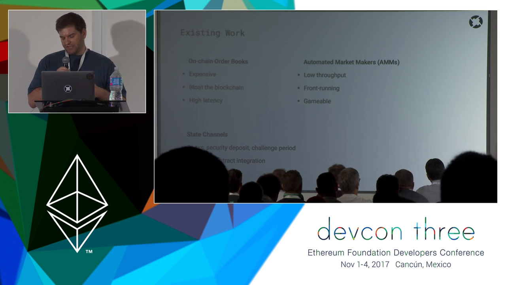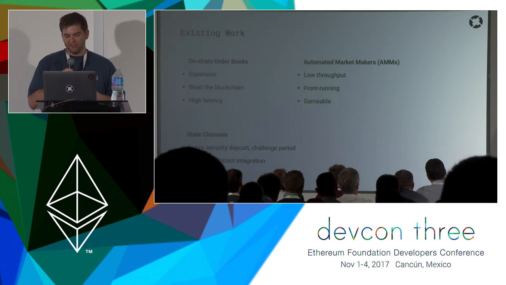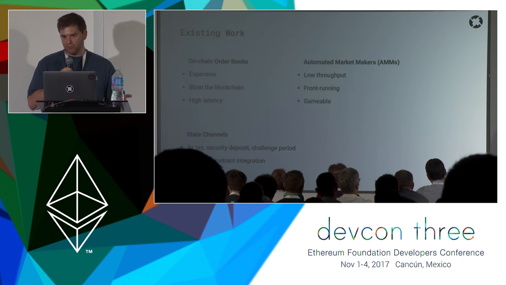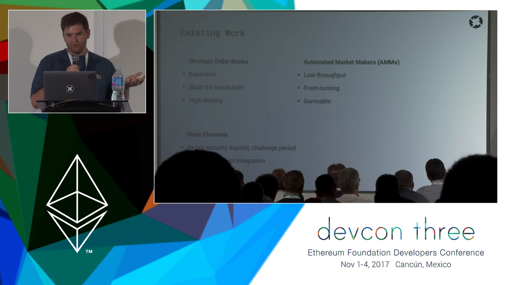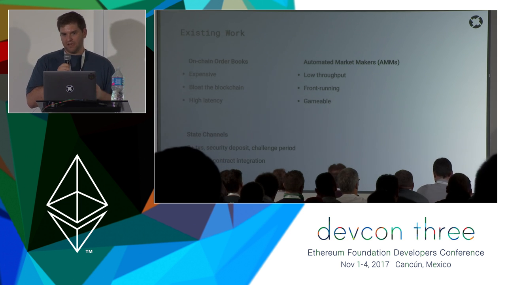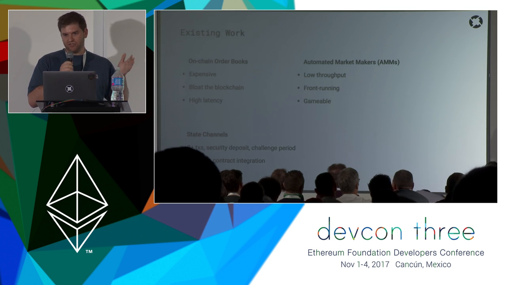Augur spent a long time working on finding working implementations of automated market makers and found that they're really subject to front running, they can be gameable, and they're really low throughput. So if you have one party with a large pot of some kind of token and another counterparty that would like to trade with them, instead of just doing one big trade directly, they must chop up that trade into little tiny pieces and trade with the smart contract back and forth.